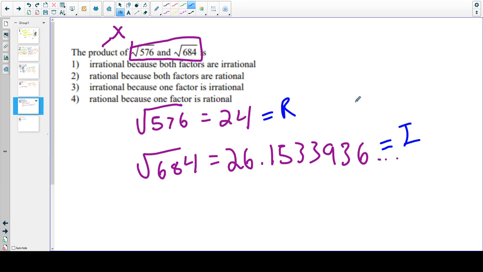So when I look at my answer choices, there has to be irrational and irrational. Let's actually go back. If we're multiplying these two, we know the answer is going to be irrational, because irrational times an irrational, in most cases, is irrational. So that means it can't be number 2, can't be number 4. Number 1 says it must be irrational because both factors are irrational. Well, we know that's not true because this one's rational. Can't be this one. Answer must be 3.